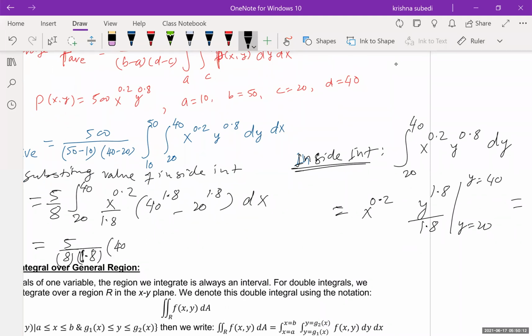And then we have 40 to the 1.8 minus 20 to the 1.8 as a constant. I just copy all the constants as they are. All you need to do is just evaluate this integral, x raised to power 0.2 dx. Evaluate this and let me know what the answer is. I'll wait for you. I trust you guys can handle this easily. Anyway, you can do that later. And if you have any questions, let me know. Otherwise, let us move further.